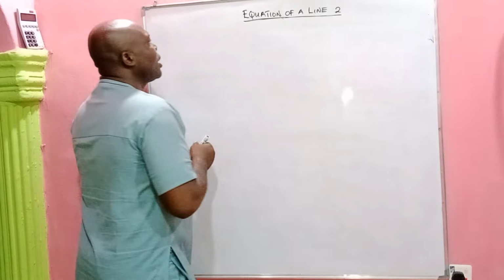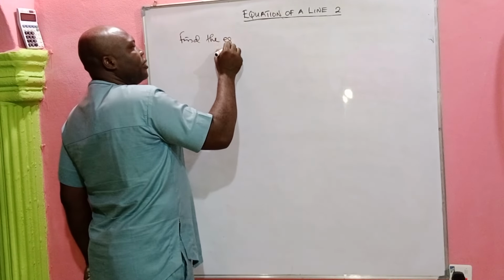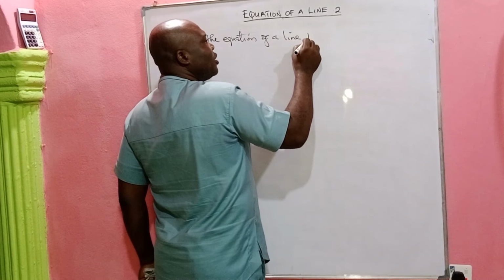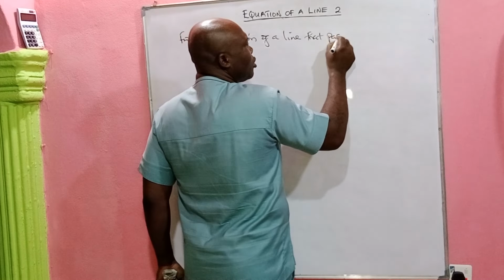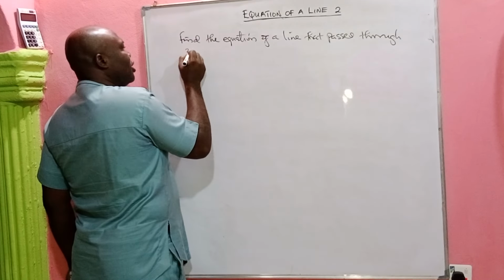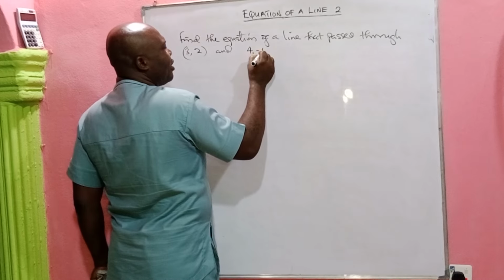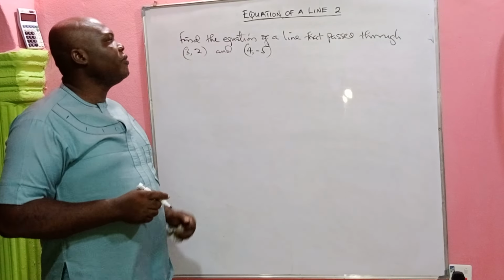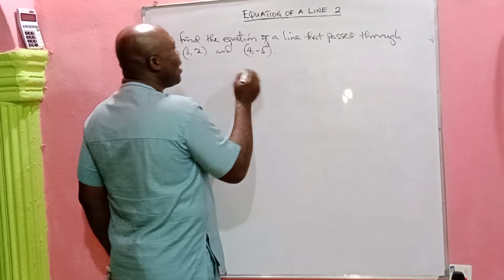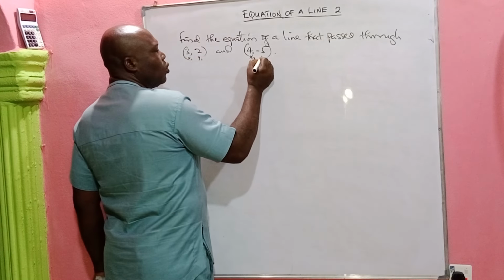All right, so you can be asked to find the equation of a line that passes through maybe two given points. Now let's say 3 and 2 and 4 and minus 5. All right, so we have to find the equation of a line that passes through this. All we simply have to do first and foremost is to find the slope of this line. Of course, this is your x1, y1, and then this is your x2, y2.